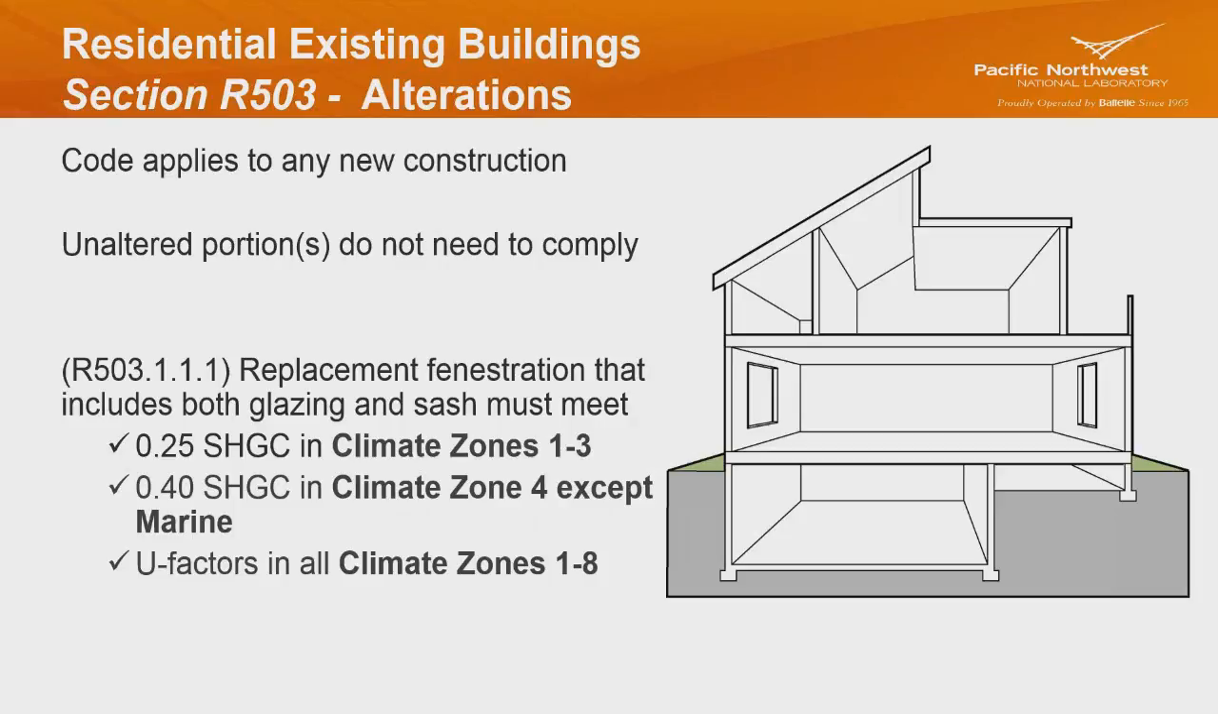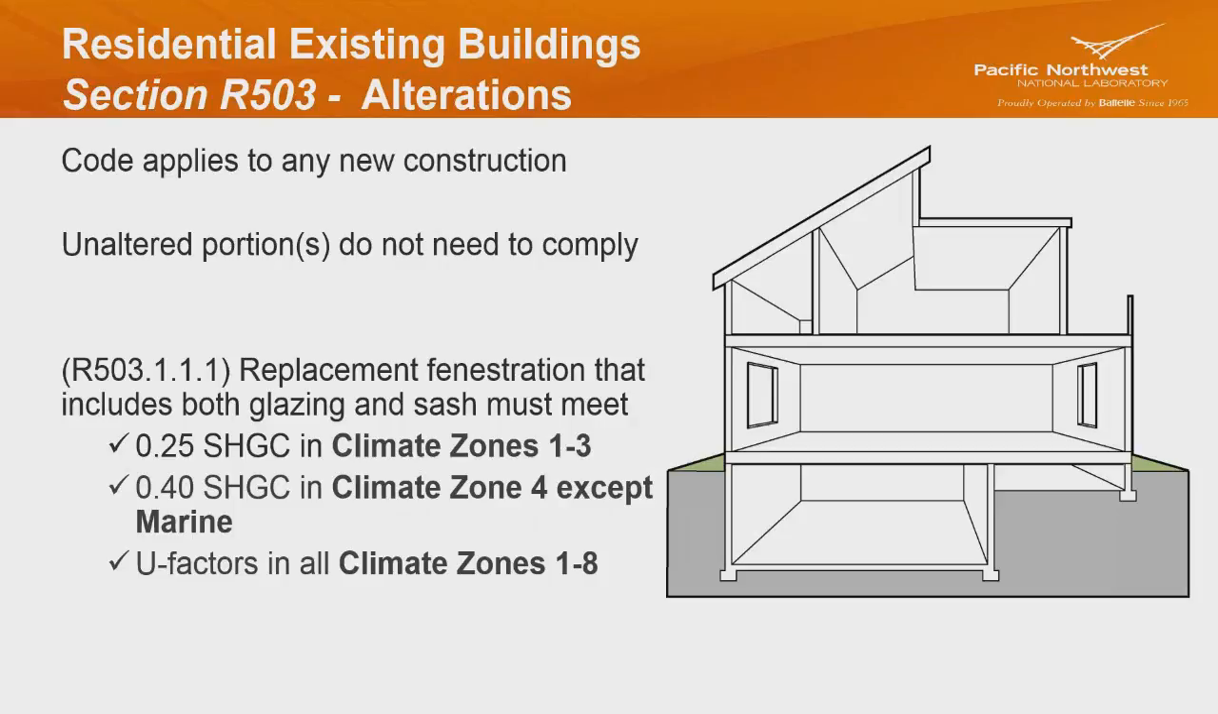So unaltered portions, if you're not touching it, then you don't need to show it. For new construction, you're showing takeoffs for an entire building, but not for alterations. So if I'm doing window replacement, and that's all I'm doing in my building, then that's all I'm showing, and that's all I'm submitting to the building department, and also my backup of my construction specifications on the ratings on those windows.